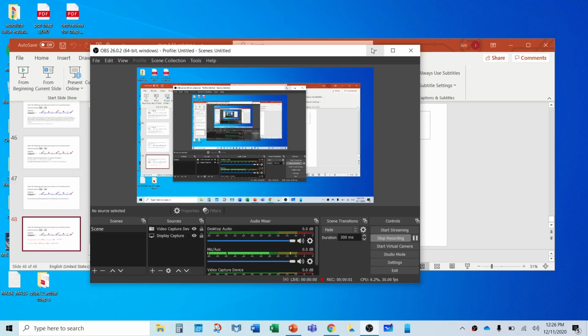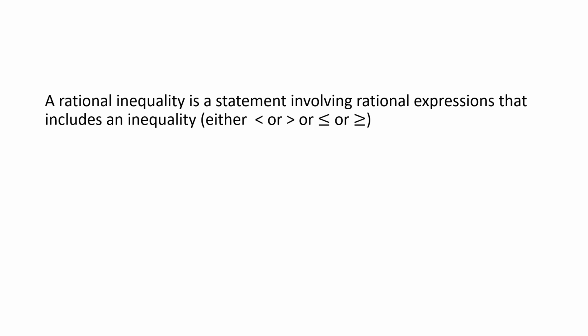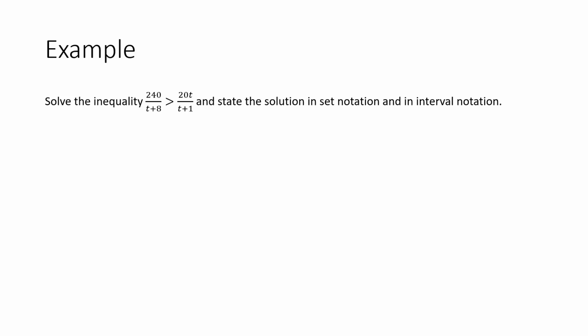In this video, we're going to talk about how to solve rational inequalities. A rational inequality is a statement involving rational expressions that includes an inequality, either less than or greater than, or less than or equal to, or greater than or equal to.